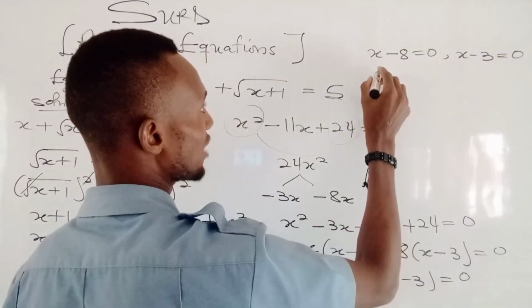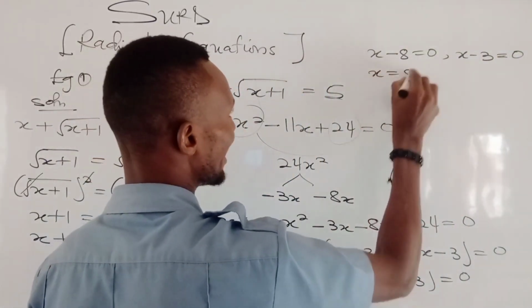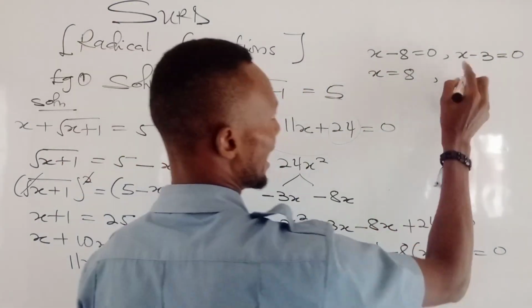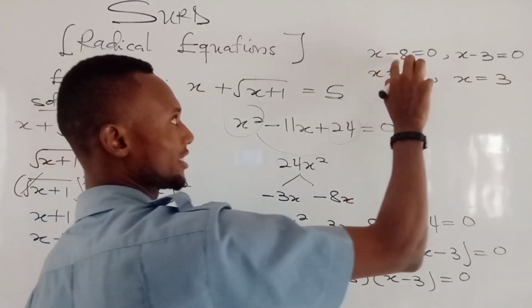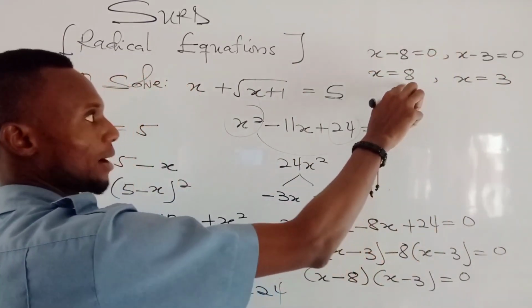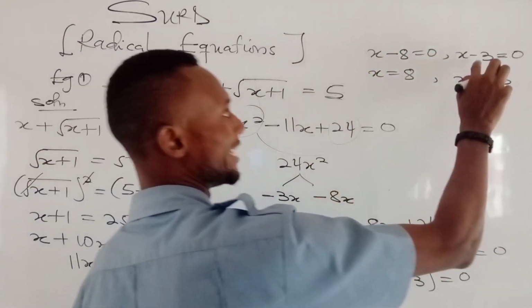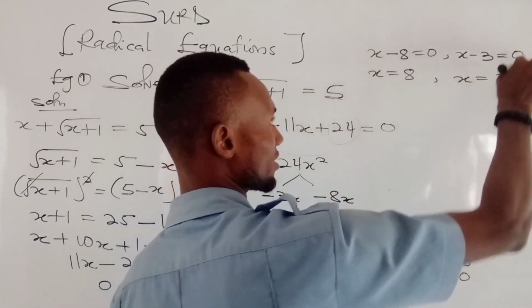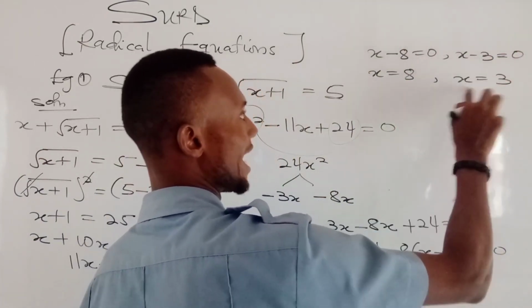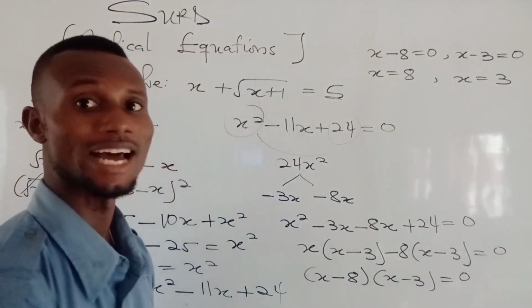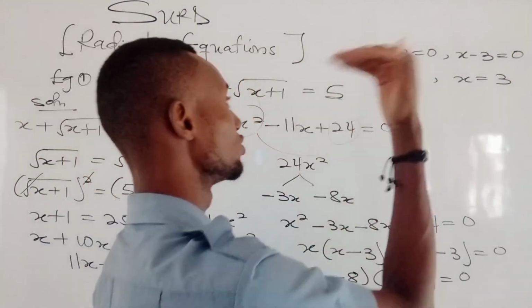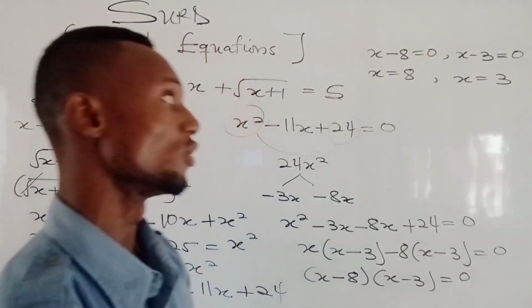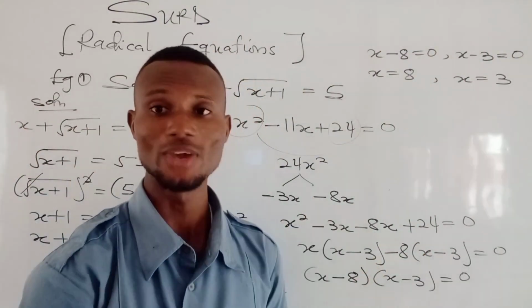So having this, our s will be equal to 8, comma, then our s will be equal to positive 3, because this minus 8 crosses the equal sign and comes here, becomes positive, so s is equal to 8, and this minus 3 crosses the equal sign and comes here, becomes positive, so s is equal to positive 3. So you can see that we are having two values for s, which is s equals 8 and s equals 3. Okay, but we are not done.